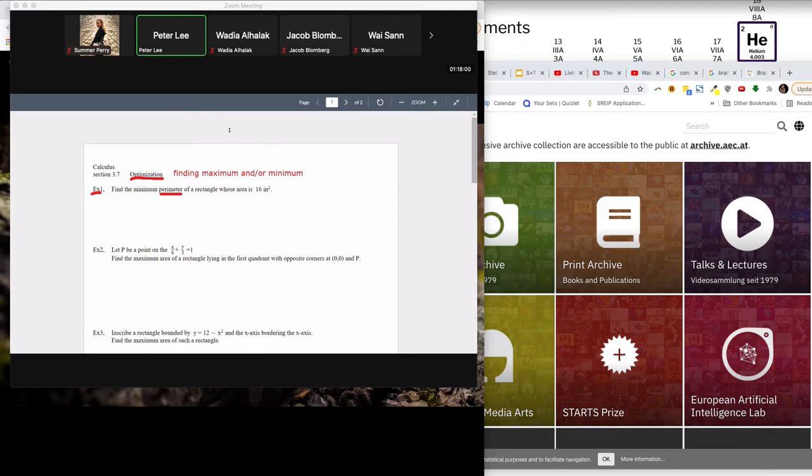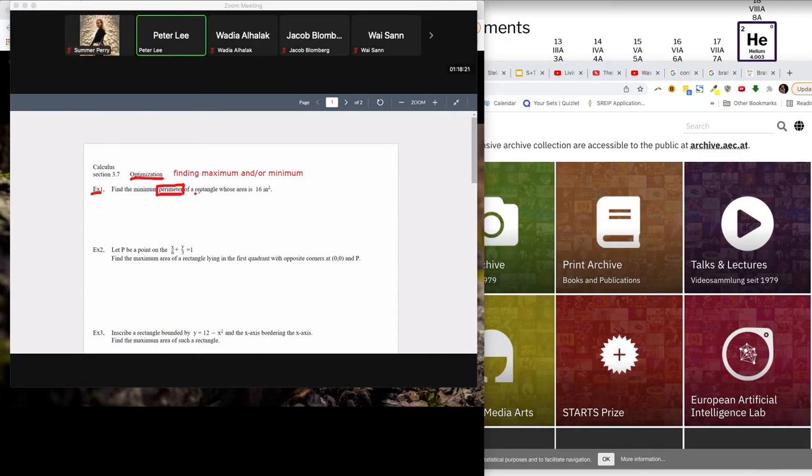The diagram will help us here, so let's try to do that. It says find the minimum perimeter, so we have to minimize the perimeter. The perimeter will be our objective function. That's the function we will need to minimize.